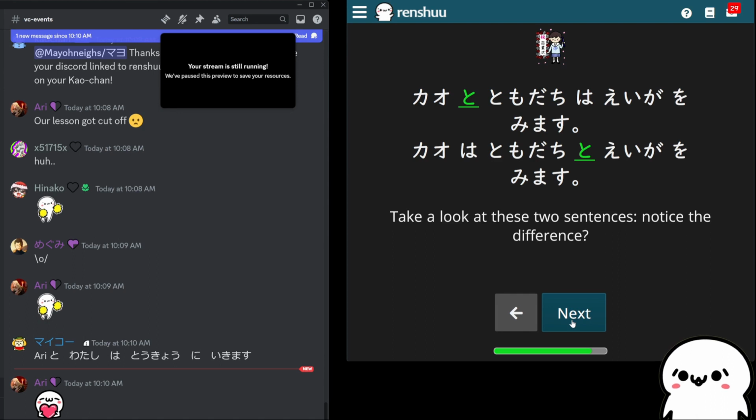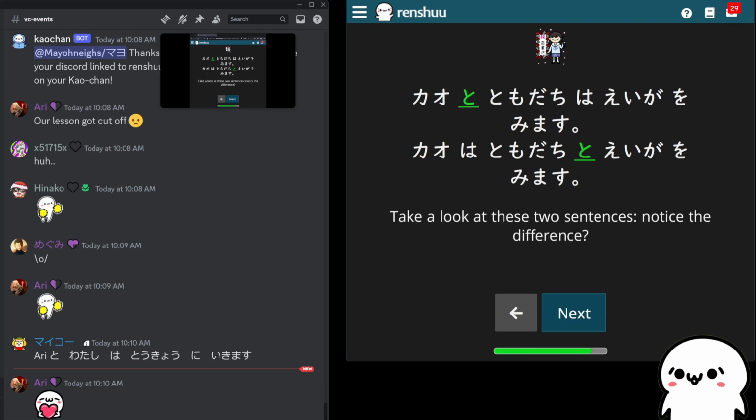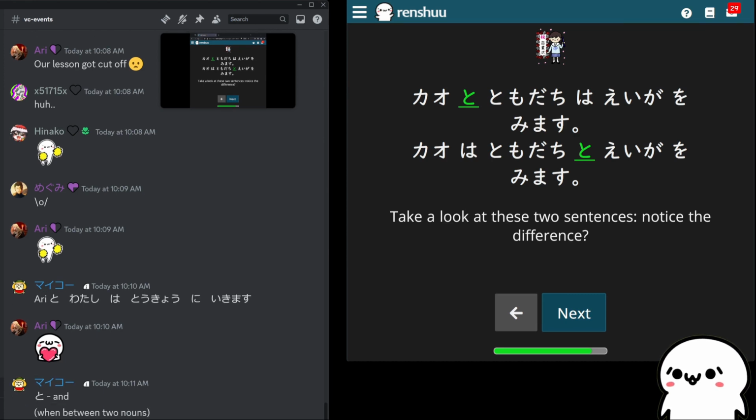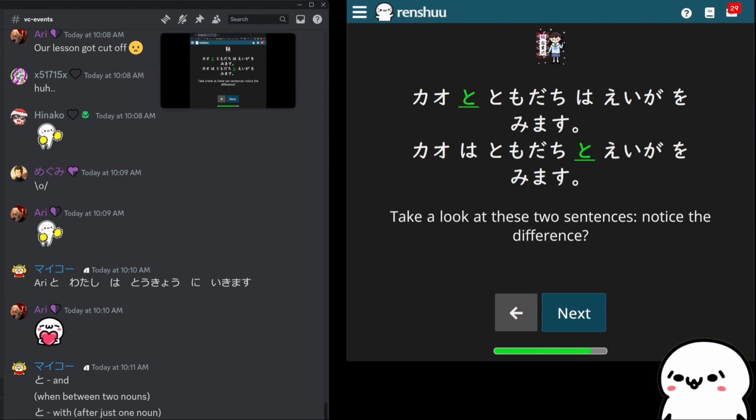Now the first one, as I mentioned before, that "to" is closest to the English word "and" when it's between two nouns. However, if the "to" is after just a single noun, it's closer to the word "with." So that second sentence would be closer to, let me say it, "Kao wa tomodachi to eiga o mimasu." Kao will watch a movie with friends.